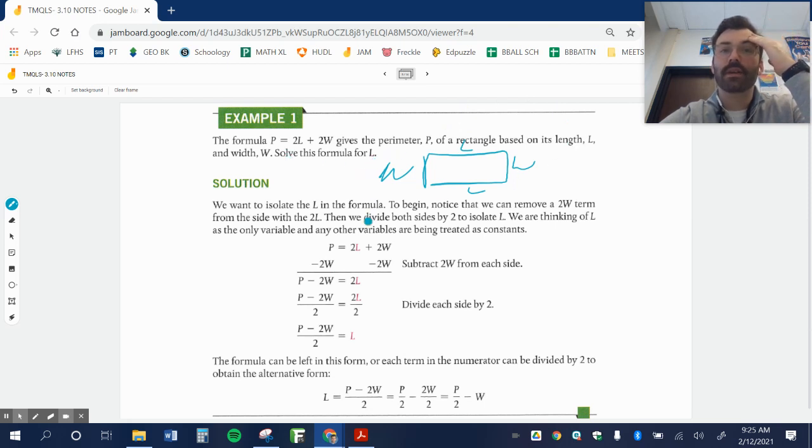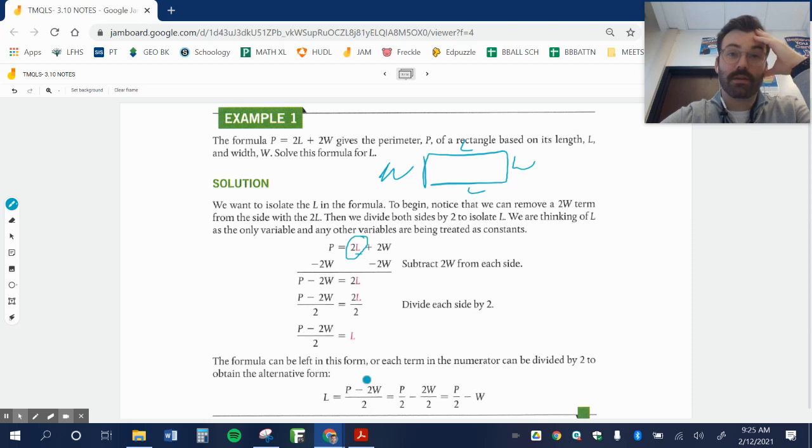Solve this for L. So the work that they're showing is the process for solving for this red variable here. What do I need to do? I need to isolate the L term. So I subtract that 2W and then divide everything by 2.